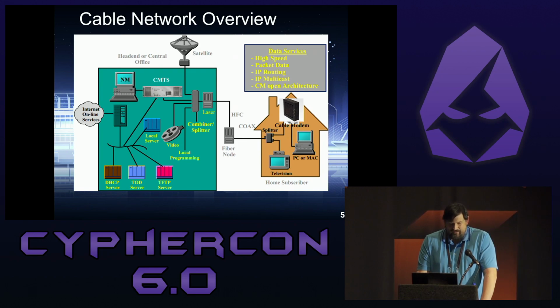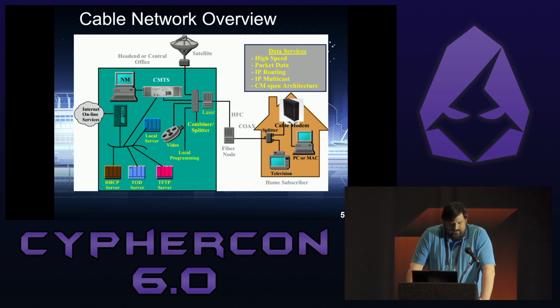We're just going to give you guys a quick overview of what the cable plant looks like from the head end. You're going to have a satellite signal coming in from various sources. It's going to go into a combiner/splitter. You're going to have a CMTS, which stands for the cable modem termination system. That is the thing that your cable modem connects to when you turn it on. There's going to be a video head end, internet services, management networks, a time of day server, and a TFTP server. That's important. I'll go over some of that a little bit later. Some local servers and local programming.